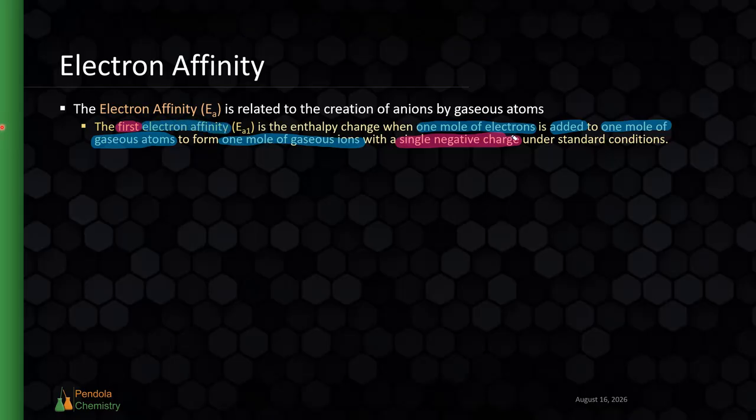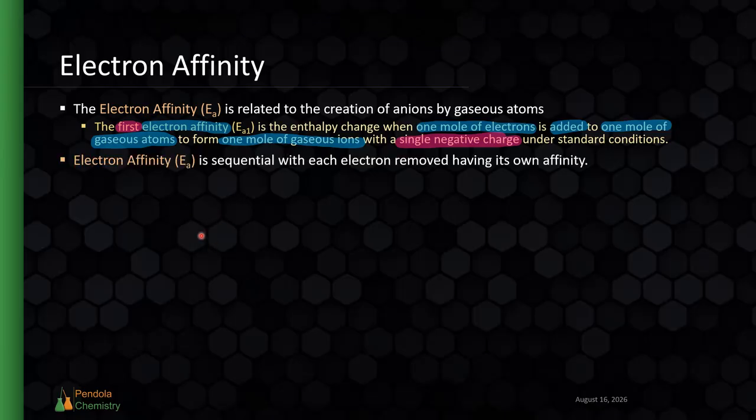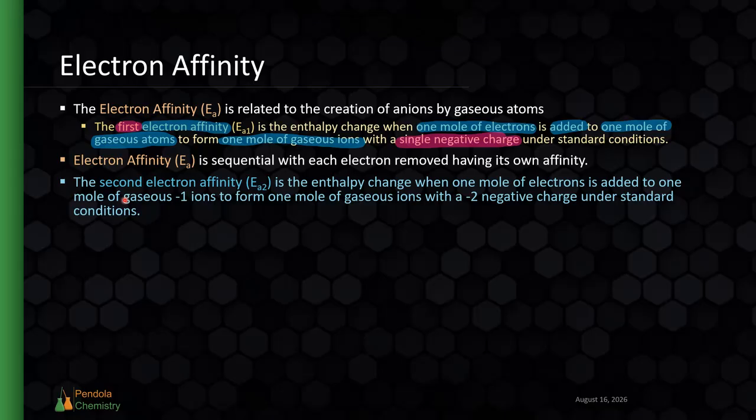1 mole of electrons added to 1 mole of gaseous atoms or ions, if it's second or third, to form 1 mole of gaseous ions. Now, what charge those ions will have will depend on which electron affinity we're looking at. So, electron affinity is sequential, just like ionization energy. So, many electrons can be added.